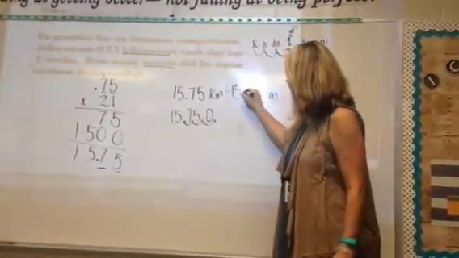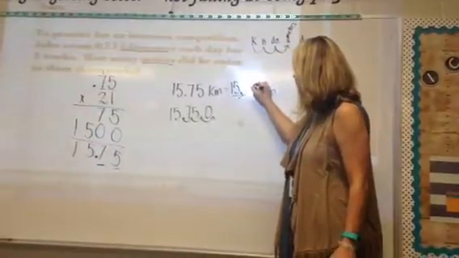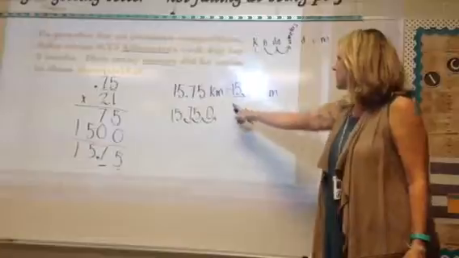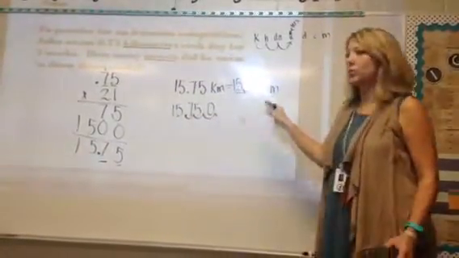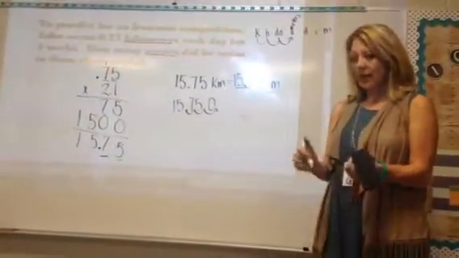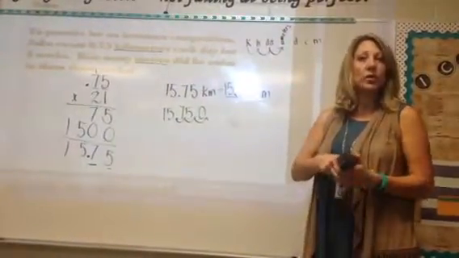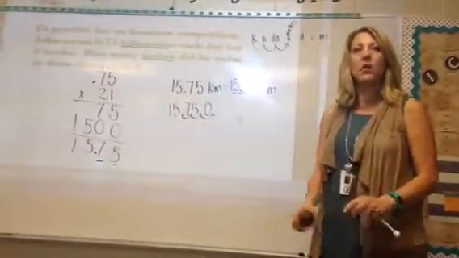I have 15,750 and a crazy comma. Again, does it make sense, since we're converting from a bigger unit of measure to a smaller unit of measure, that we have a bigger amount of meters? Yeah. Always make sure that your answer makes some common sense. Okay, thank you.